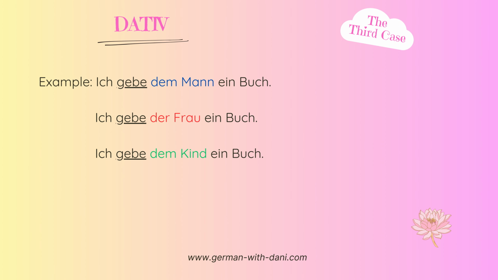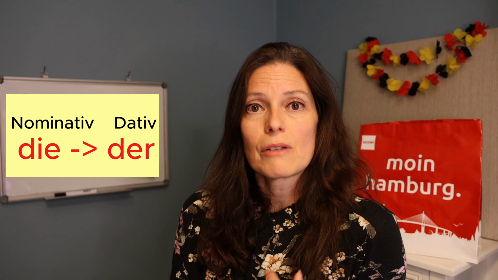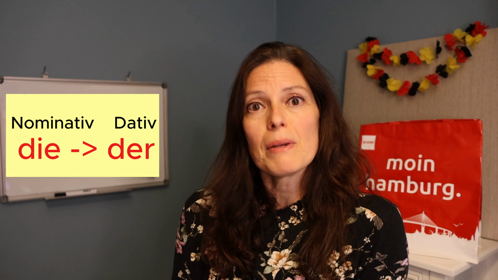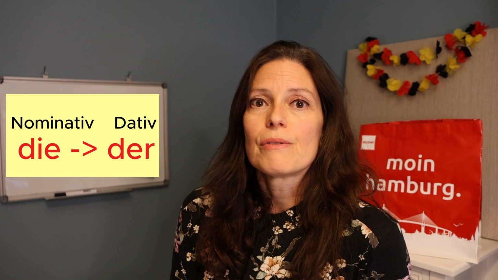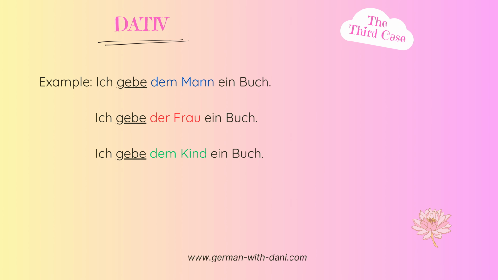And if it's der Mann, it's going to be dem Mann. If you're giving something to the woman, you say, ich gebe der Frau. So this is really strange because die for the feminine word is changing in dative to der. It's a different word. It has nothing to do with the masculine form. Now it's the female form in dative. So die becomes der. So ich gebe der Frau ein Buch.